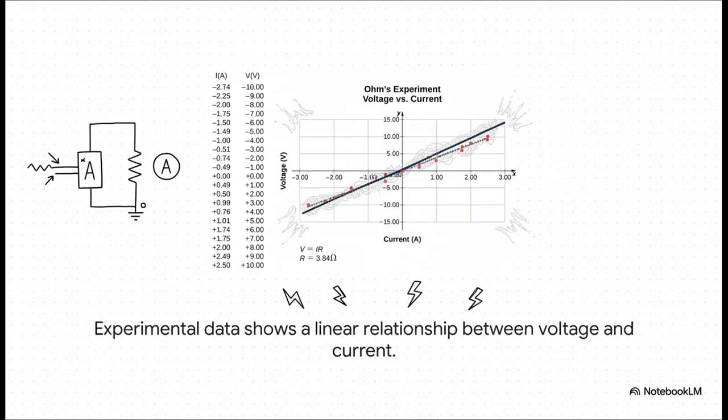So you set that up and you start taking measurements. You dial up the source voltage a bit, record the voltage and current. Dial it up some more, record again. And when you plot all those data points with voltage on the y-axis and current on the x-axis for an ohmic device, you get this beautiful straight line that goes right through the origin. This is the experimental proof of Ohm's law.